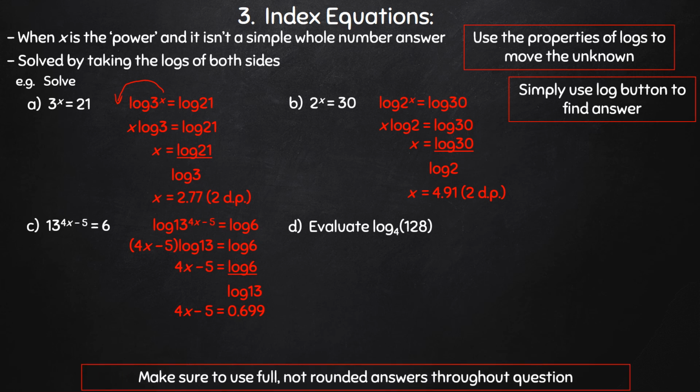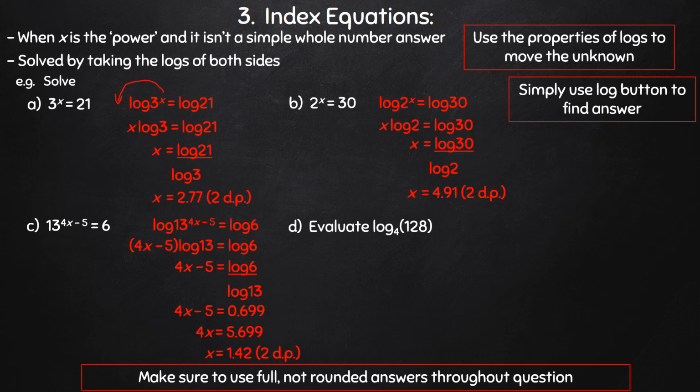Just be careful to give a few decimal places, because otherwise when we do some more working further on, the answer becomes less accurate. So now we get rid of the minus 5 by adding 5, and the last step, of course, is to divide by 4, and we get x equals 1.42.